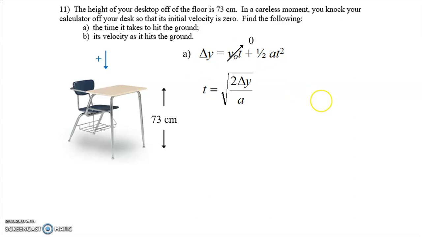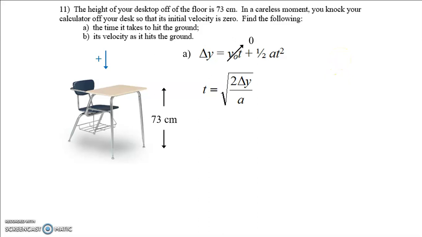Now, yes, you could have delta y over half a, take the square root, nothing wrong with that, but really, no one likes fractions in the denominator, right? So I would move the 2 over to the other side first, divide through by a, take the square root, or divide by 1/2, which makes a 2 in the numerator. Either way, I think is the easiest way to look at it.